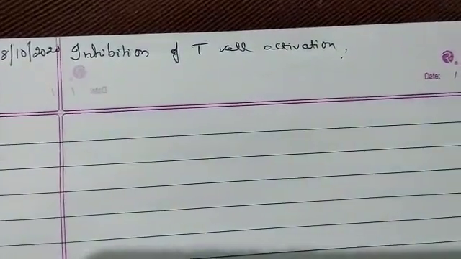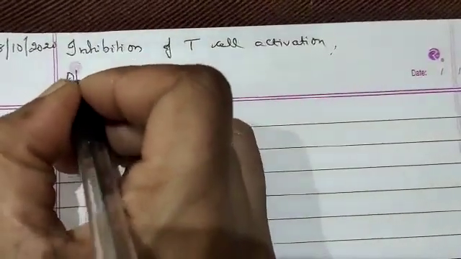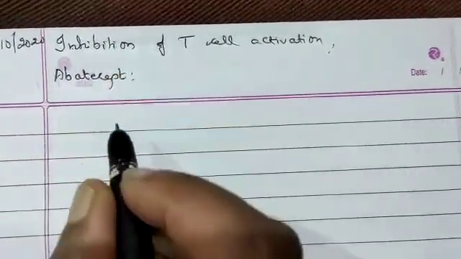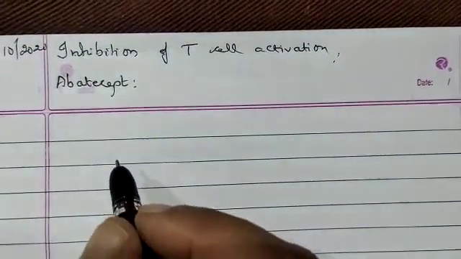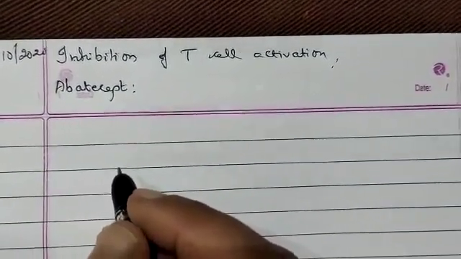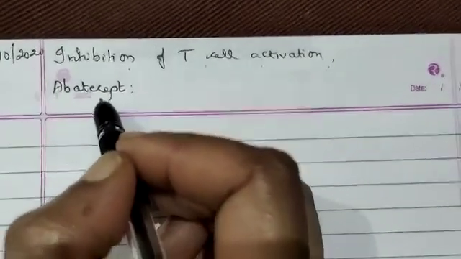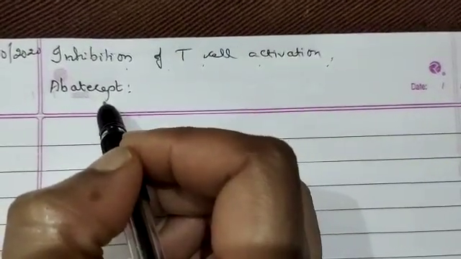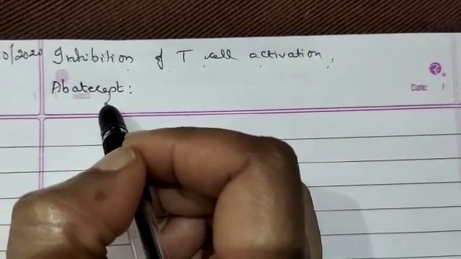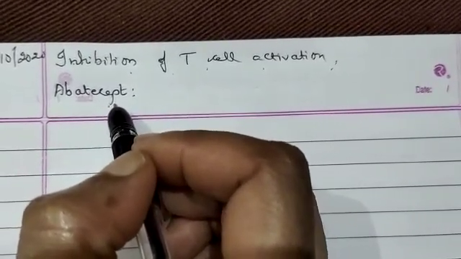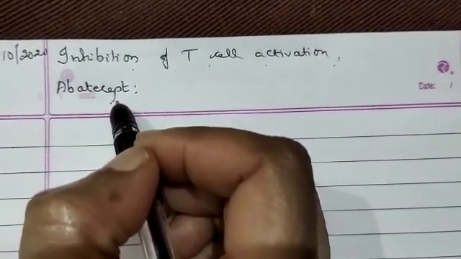Inhibition of T cell activation. In this class the drug is abatacept. The name itself indicates it inhibits T cell activation. So when you give abatacept, it inhibits the activation of the T cells, because T cells are required for the immune activity.